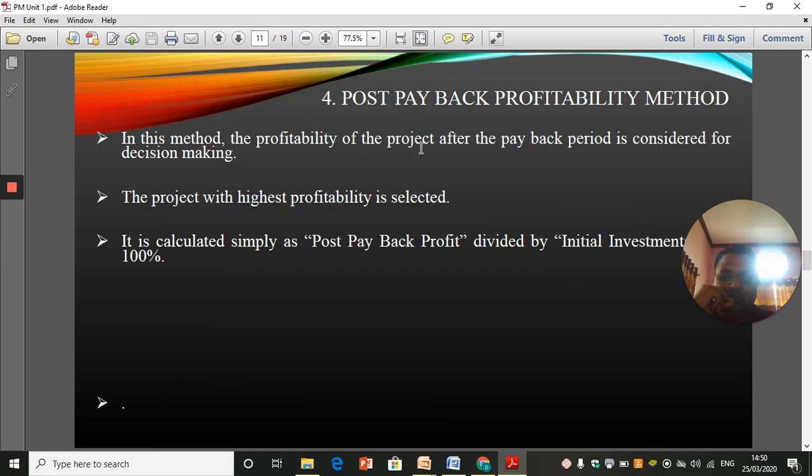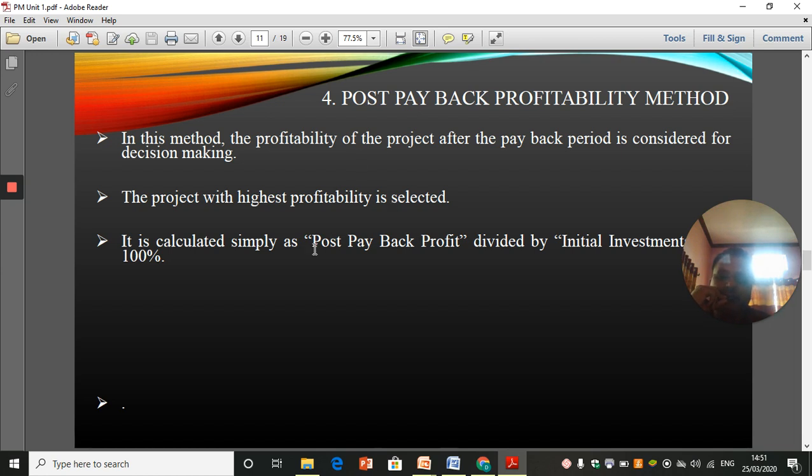In this method, the profitability of the project after payback period is considered for decision making. For example, there's a project which has initial investment of 1,000 rupees, and the future cash inflows will be 500 rupees per year, and the life of the project is 3 years. So total 1,500 rupees it is making, and 1,000 rupees is the initial investment. 1,500 minus 1,000 is 500. That is profitability of the project. And if we divide 500 by initial investment, that is 1,000 rupees, that is 50% post payback profitability.